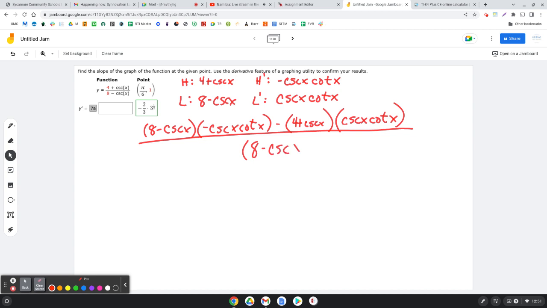Now, Jude, you wouldn't be inclined to like cancel the 8 minus cosecant of x, would you? No. That would maybe even ruin the video. Yeah. So we're not going to cancel anything. You could simplify things, but I don't think it's going to save us any time.